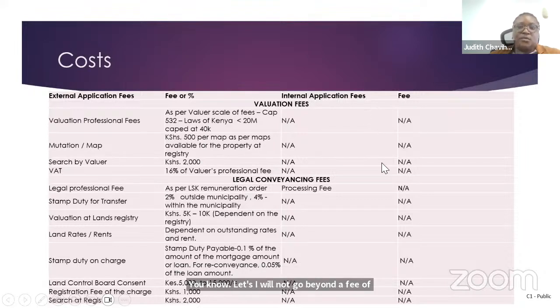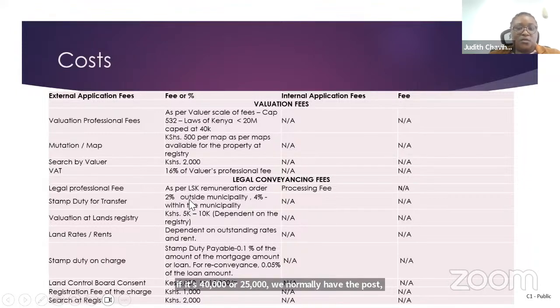So there are no internal fees on our end, apart from the 0.5% processing fee, just to mention so that you don't focus on the internal application fees column. Then for mutation and maps, you pay 500 shillings per map, as per the maps available for the property at the registry. Then we have the search by the valuer, which is normally 2,000, then VAT 16%. So on this 40,000, or let's say 25,000, we normally have the costs included so that you don't go beyond 40,000.